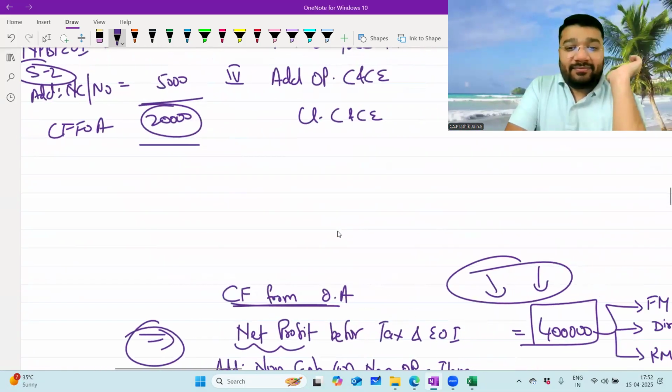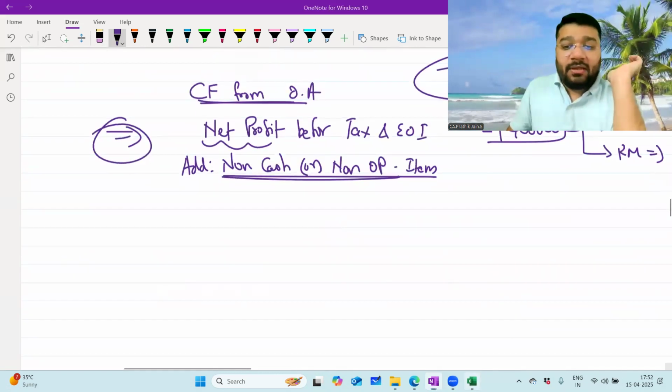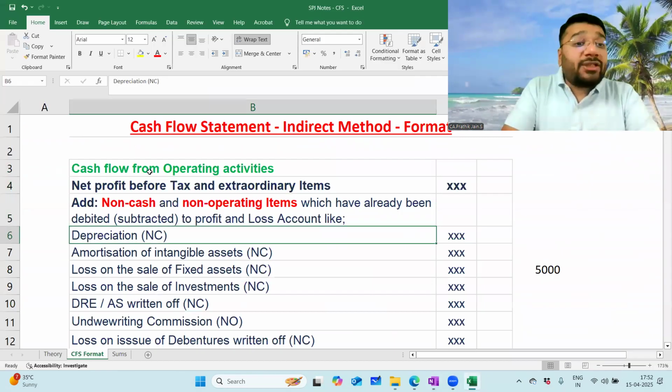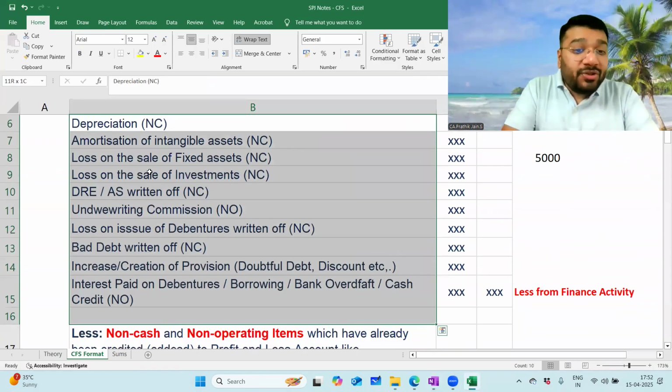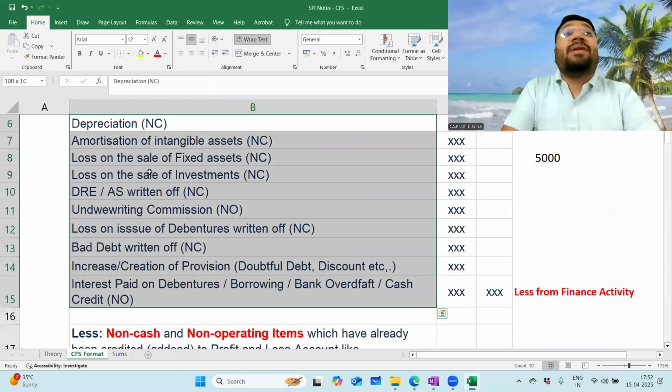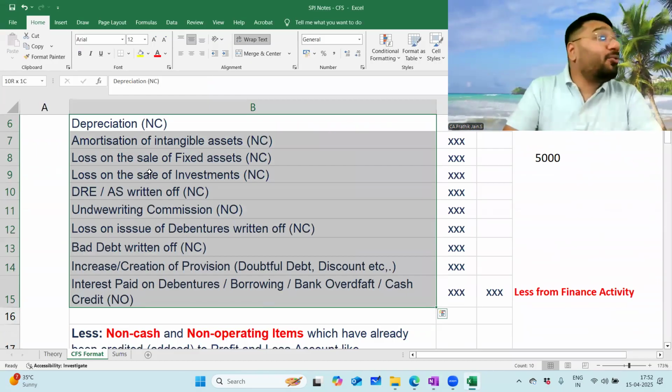Everybody. Now, like that, we have to go through each and every item one by one. So how many non-cash and non-operating items are there? You know, this many. Only one I've explained, which is depreciation. So much is there to be learned.